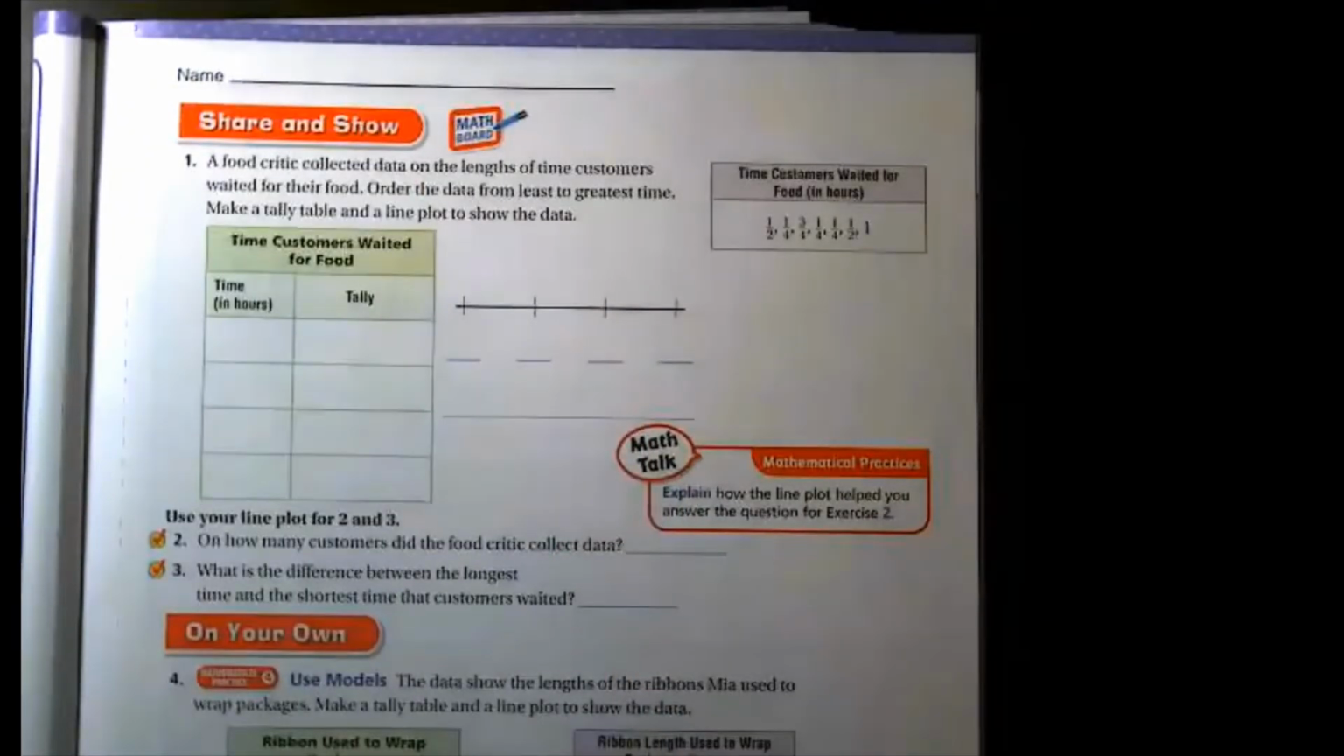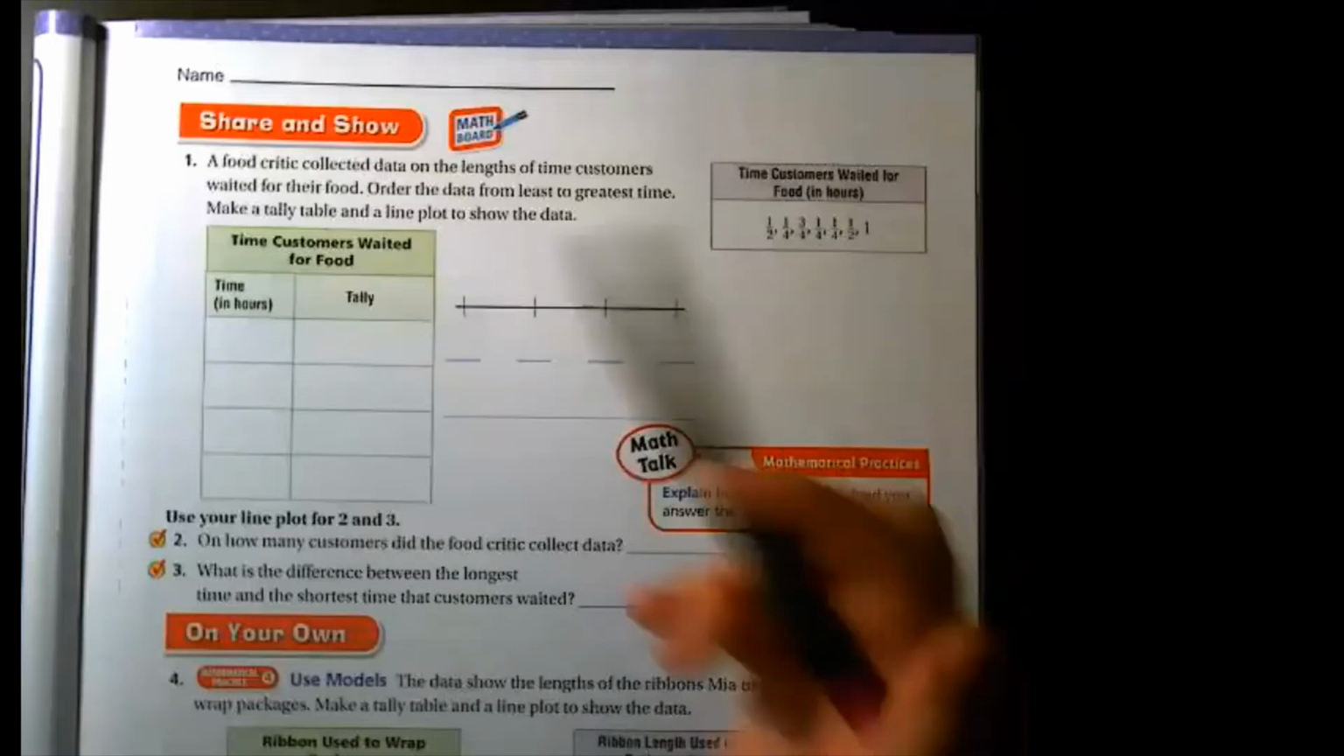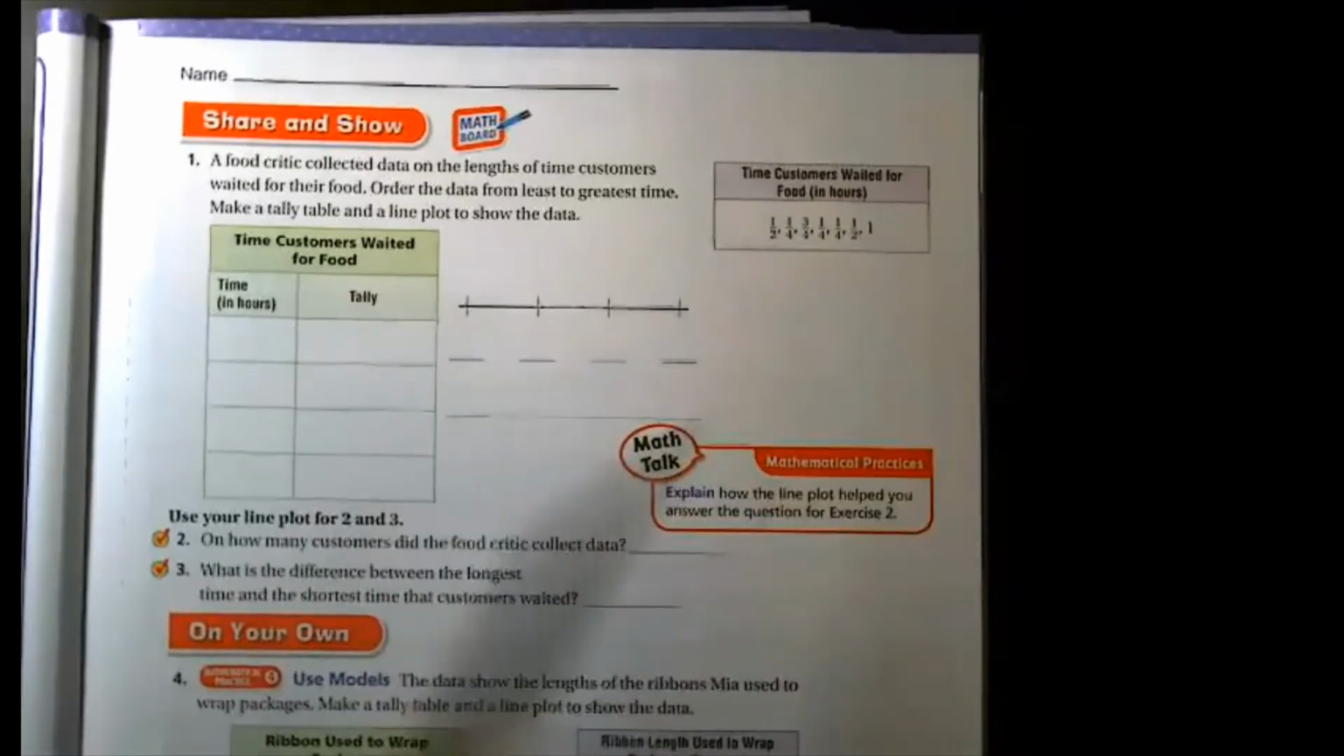All right, our next one says, a food critic collected data on the length of time customers waited for their food. Order the data from least to greatest. Make a tally table and a line plot to show the data. Okay, so this is all of the data he collected. They want us to make a tally sheet and a line plot. So they have taken out this step of writing them all out like this. Now we're just doing our tally sheet and our line plot.